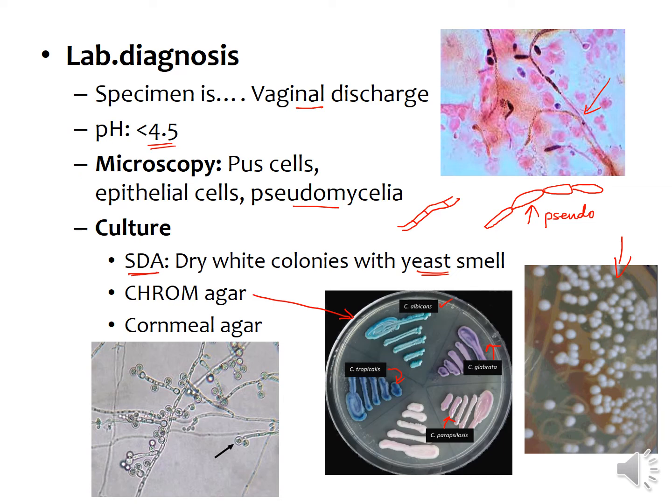Then when you grow these organisms on corn meal agar, which is also known as nutritionally deficient agar, you can see the chlamydospores. See, these are chlamydospores. These chlamydospores are produced on the corn meal agar, otherwise called the nutritionally deficient agar.